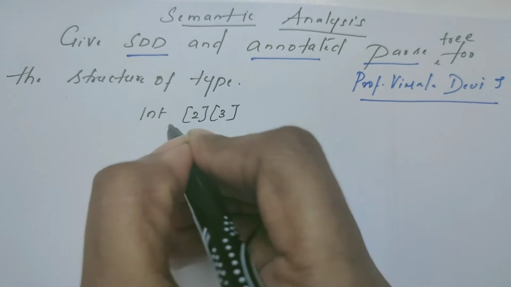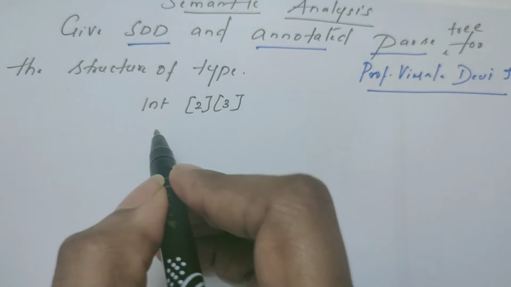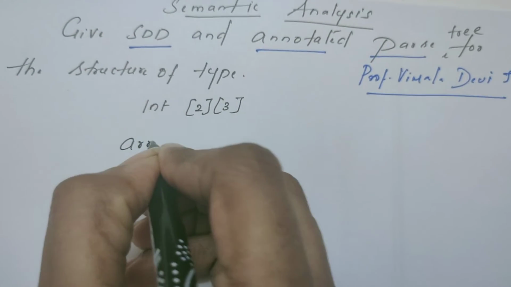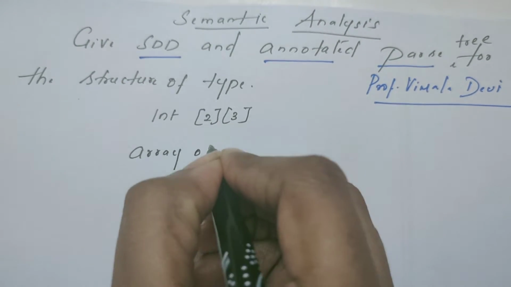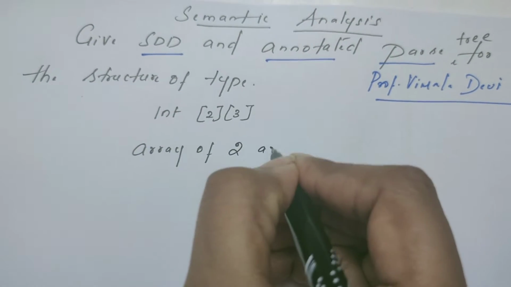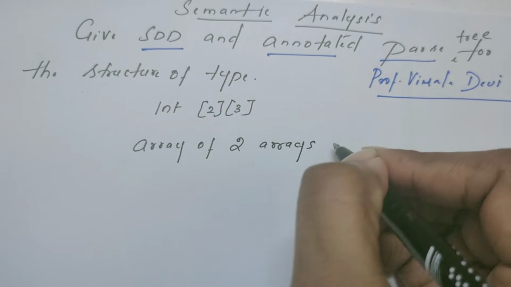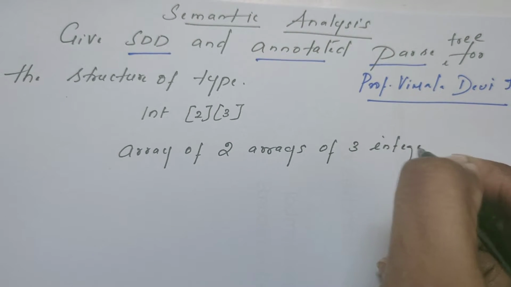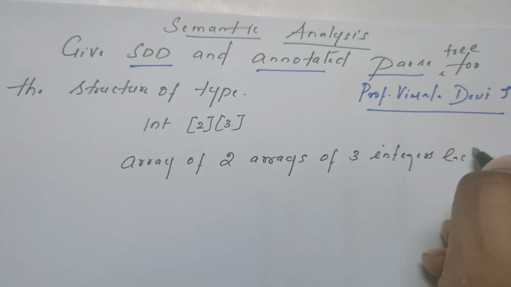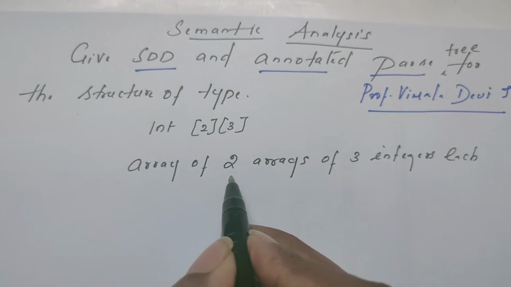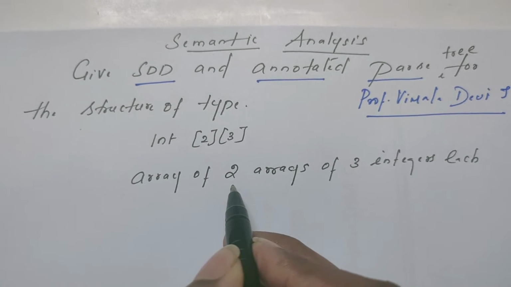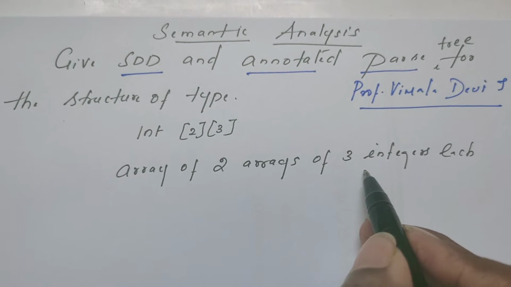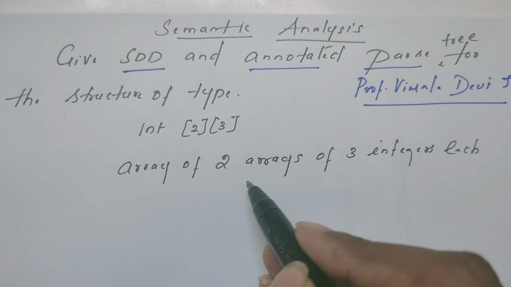Now forget about the name of the identifier here. So what is the meaning of this? The meaning is it's an array of two arrays of 3 integers each. This is the meaning of the statement. Let me repeat again. There are two arrays and in turn, each array consists of 3 integers. So this statement is to be interpreted like this.